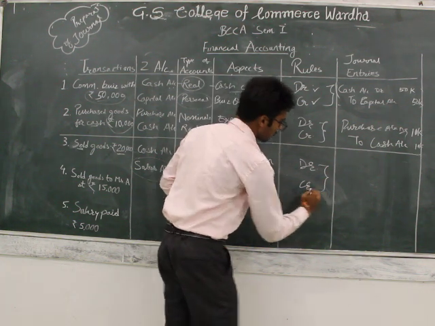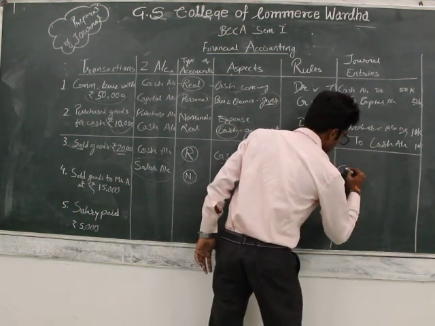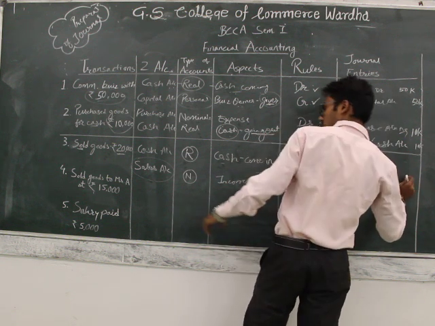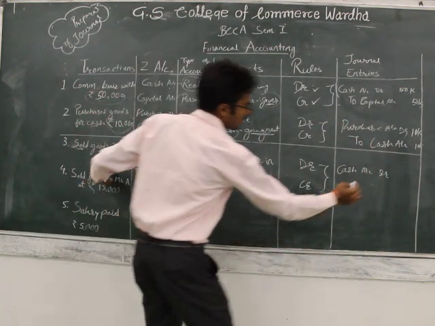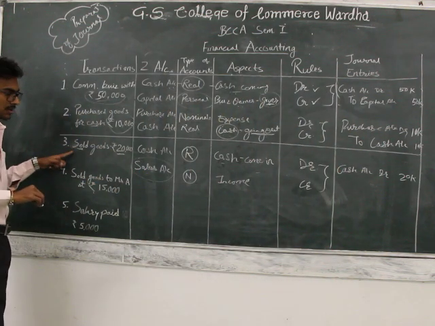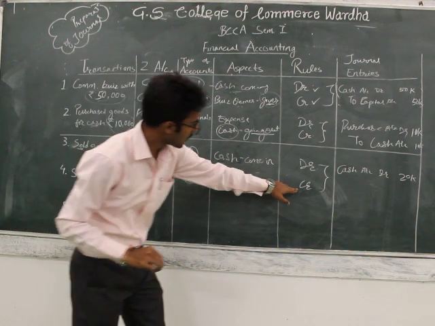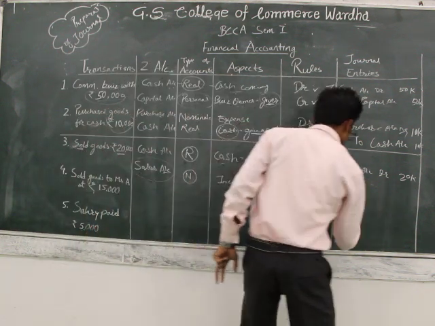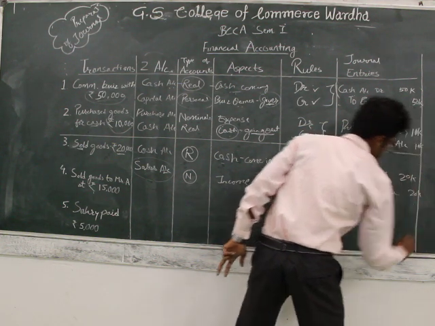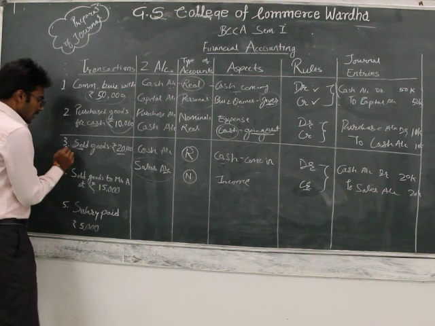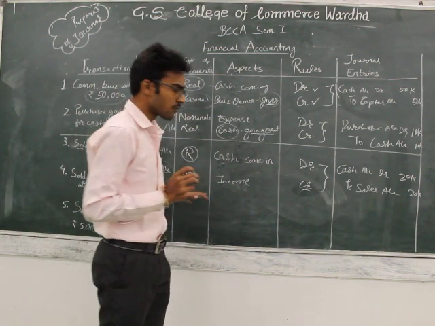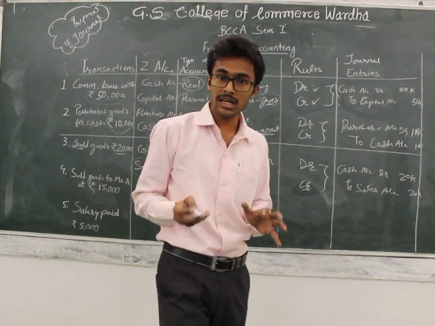So the combined entry for this transaction will be: cash account will be debited by rupees 20,000, by rupees 20k. K means 20,000. And the sales account credited, that means to sales account rupees 20k. Understood? The transaction is sold goods for rupees 20,000. Sold goods for 20,000 means we have generated income.